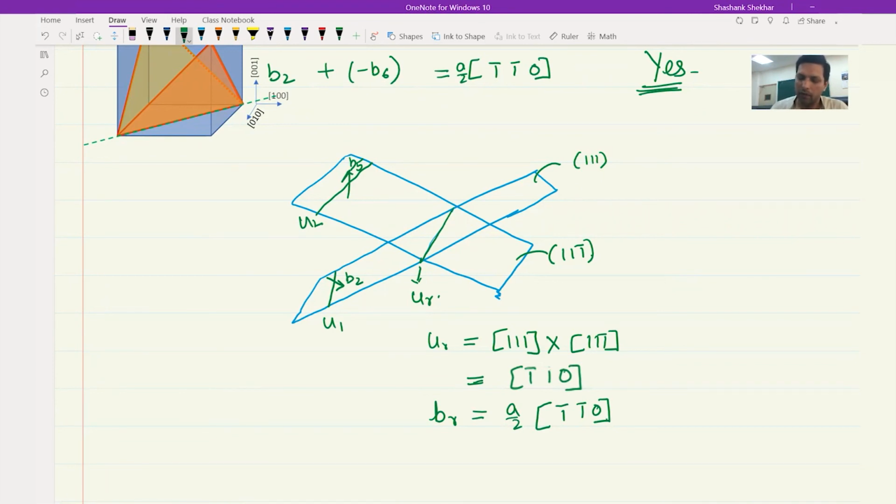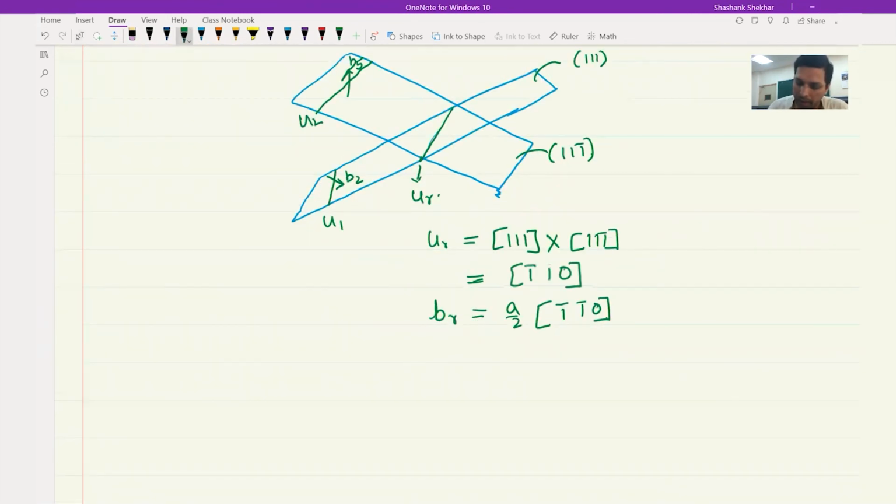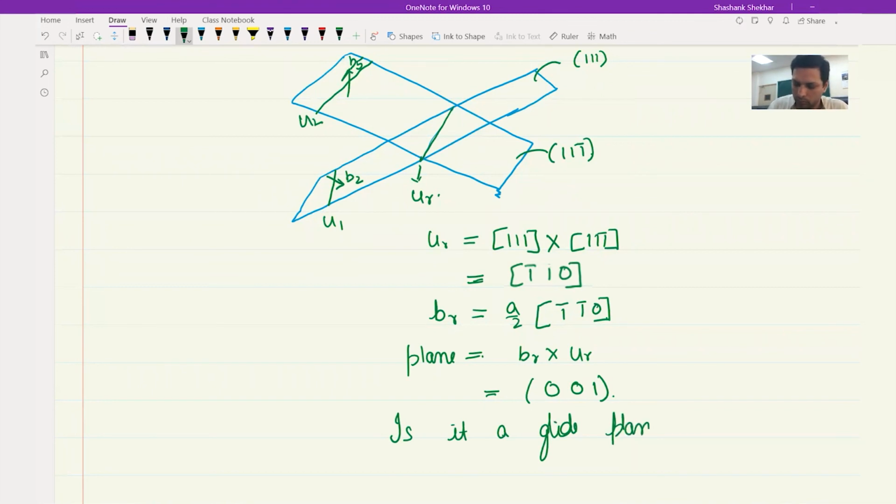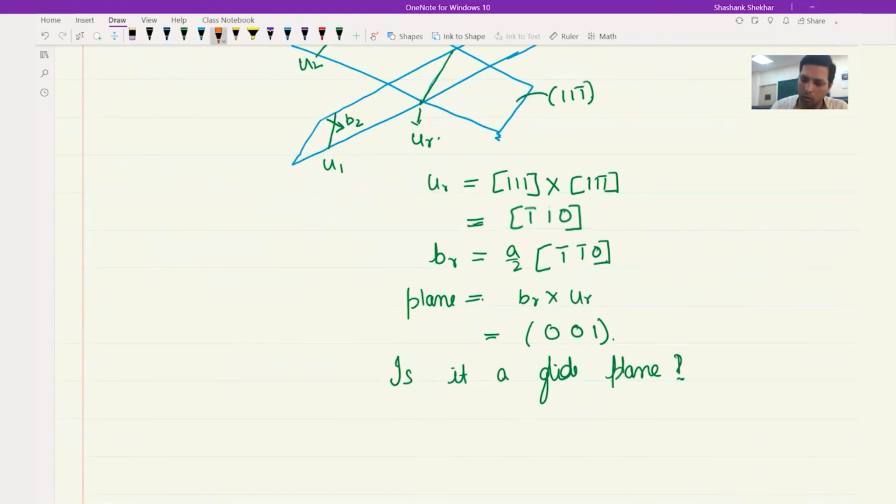So if these are the line vector and Burgers vector, what is the plane on which it is lying? The plane on which it is lying is equal to BR cross UR, and you would see that this will happen to be 0, 0, 1. But is it a glide plane? And the answer is no. So it is not a glide plane.